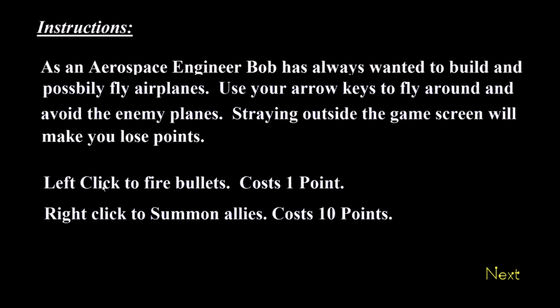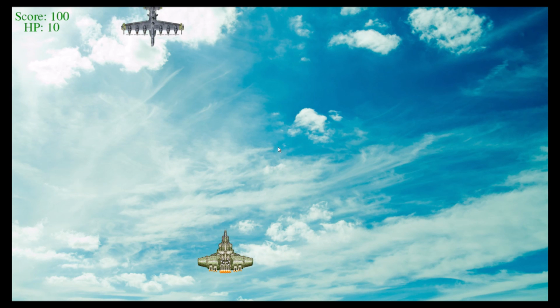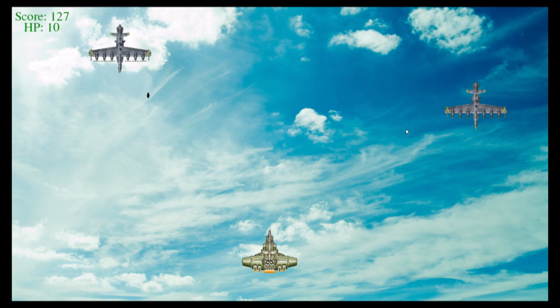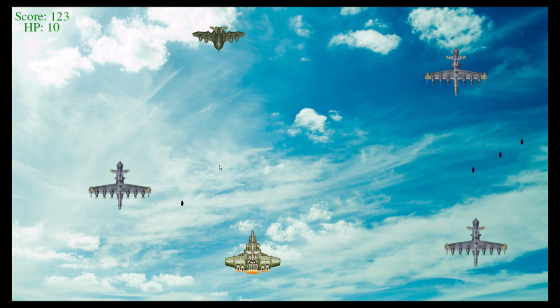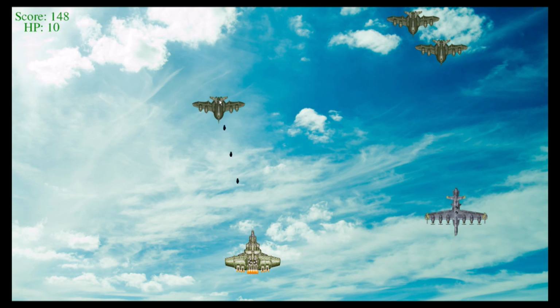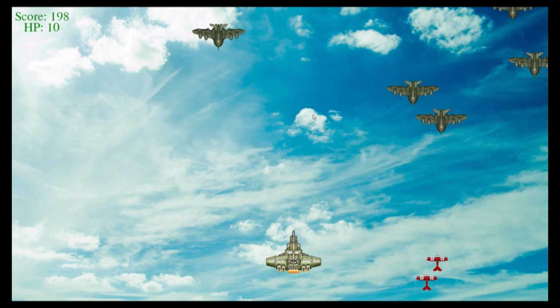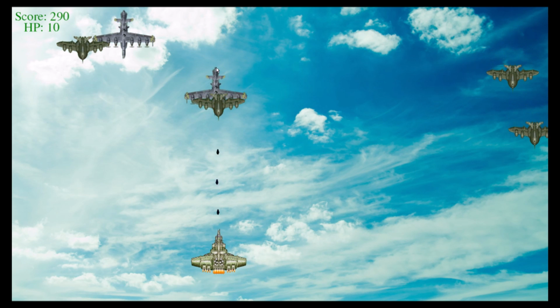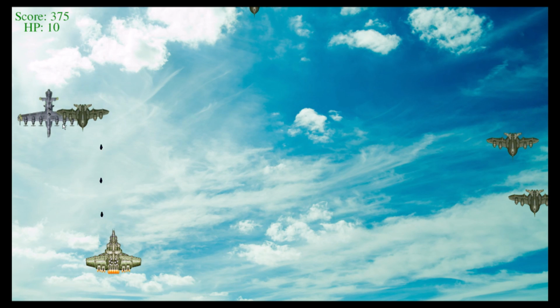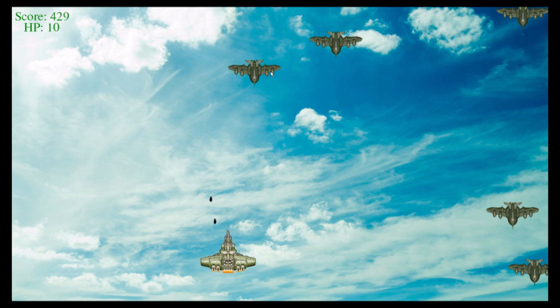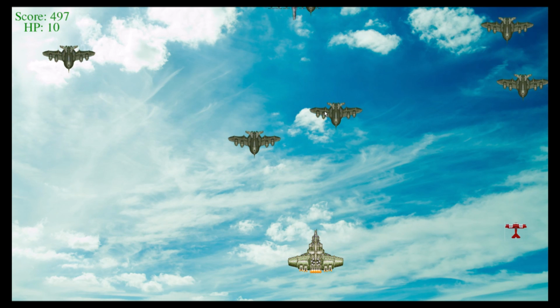Here are the instructions for the game. As you can see, you can move around with the left and right arrow keys, you can shoot bullets with the left mouse button, and you can summon allies with the right mouse button, as you will see in just a moment. The score and health is always displayed at the top left corner of the game, and as you can see, as I destroy enemies, the score goes up.